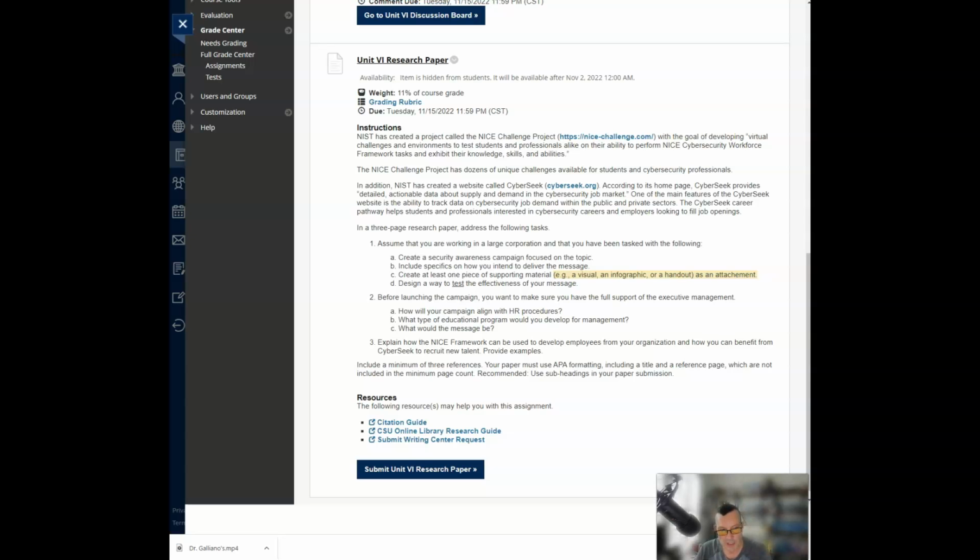And then part 3 is looking at the NICE cybersecurity framework and the CyberSeek talent management site, and how your organization might be able to use both of those to recruit and retain talent. All right, so that should be a really good assignment that you can probably put to work for you in another job somewhere at some point. So I encourage you to do your best on that. Now let's look at Unit 7.